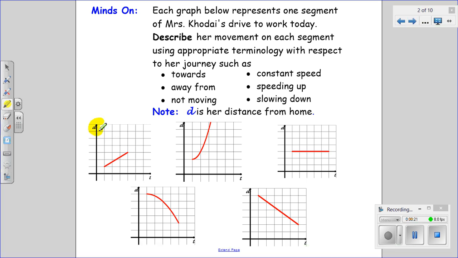Your dependent variable is your distance, and it represents her distance from home.